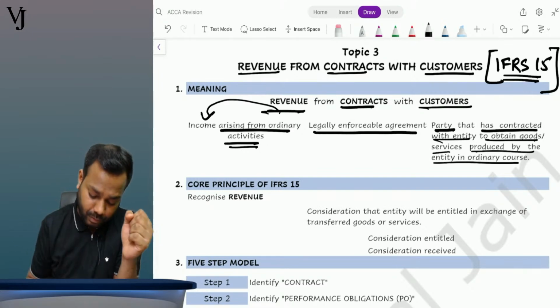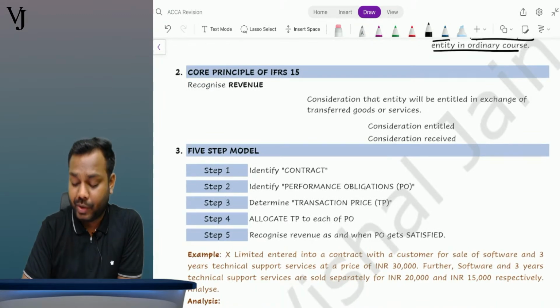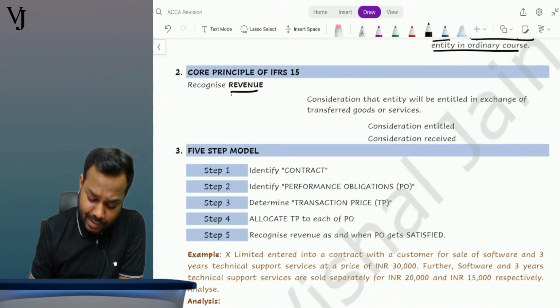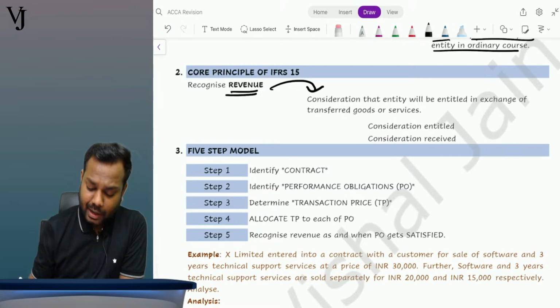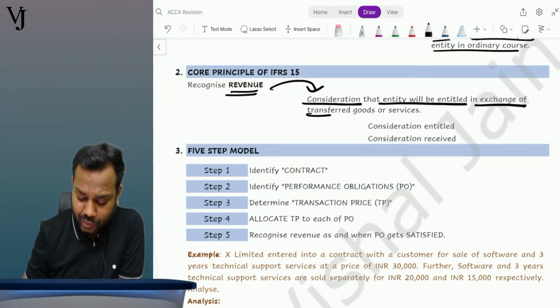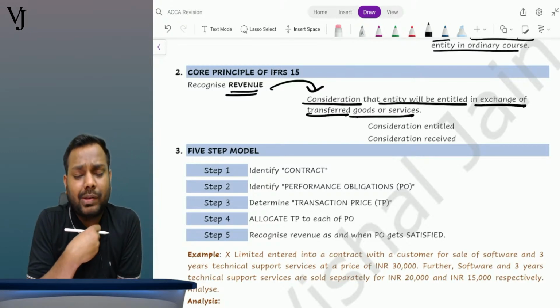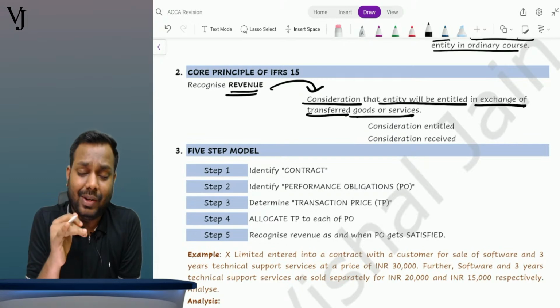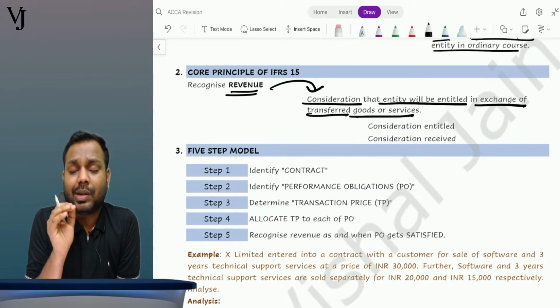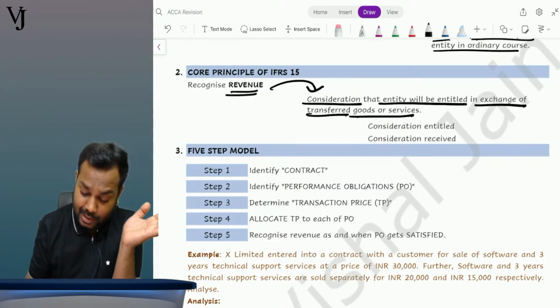Now, what is the core principle of IFRS 15? The core principle means: recognize revenue in an amount that represents the consideration that the entity will be entitled to in exchange for the transferred goods or services. Meaning thereby, we are not required to assess the consideration that I have received. Rather, we are required to assess the consideration that I will be entitled to. Understand it like this.